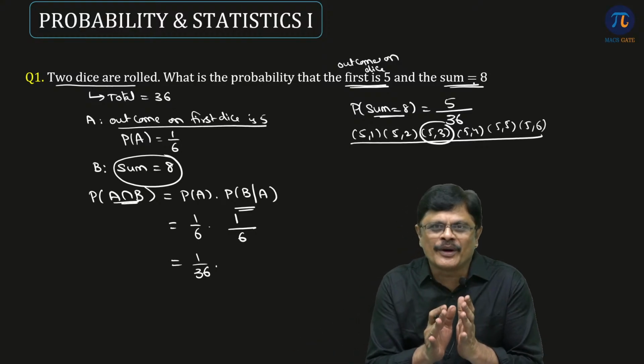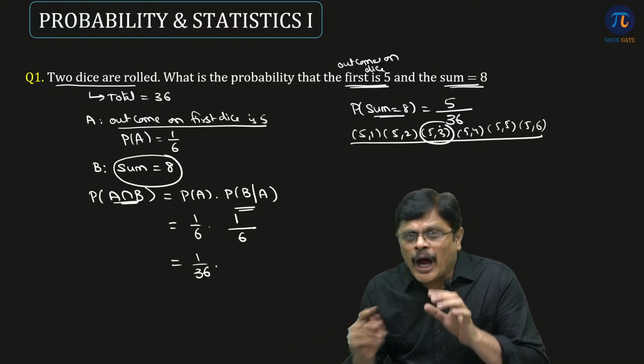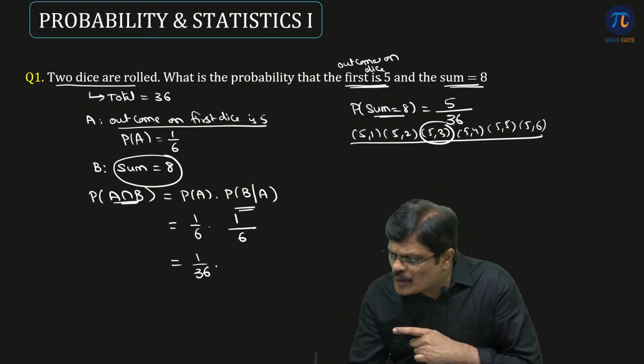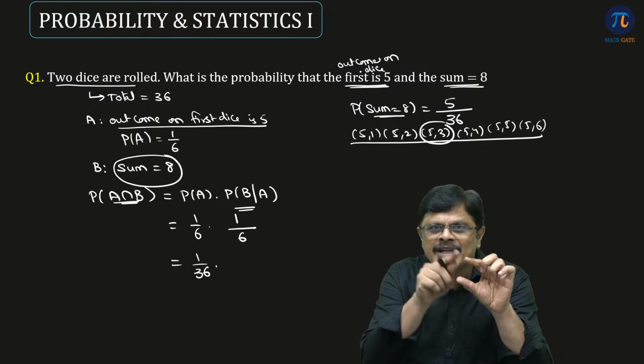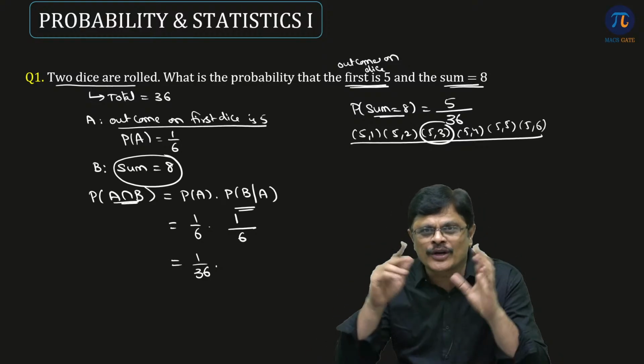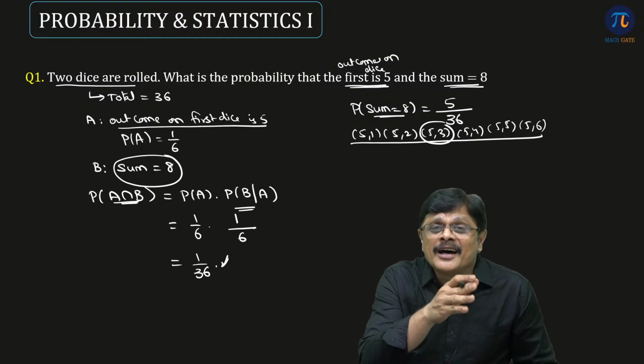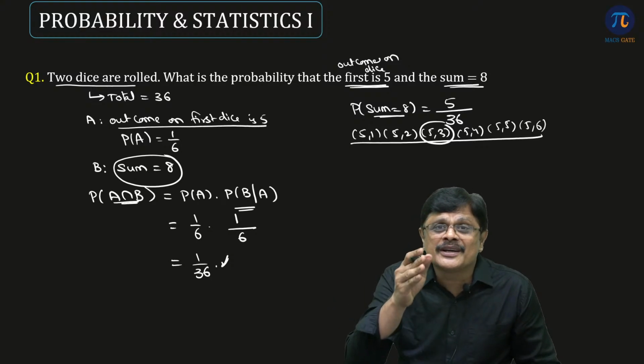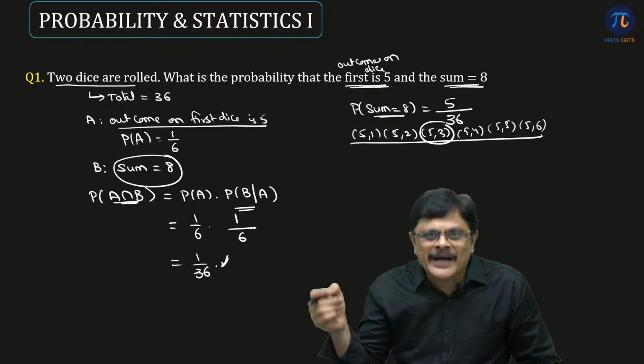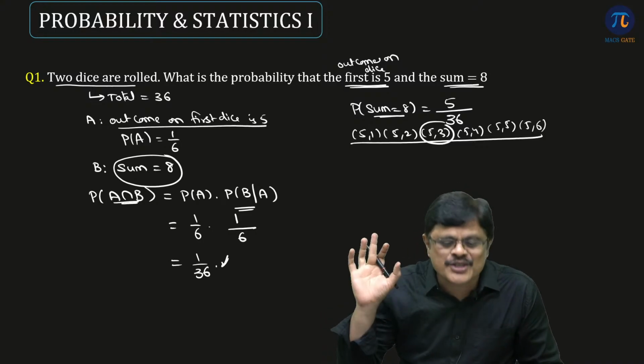Sum is equal to 8, you want. So, out of 36, how many cases are favorable for this? 5 on the first dice and total is equal to 8. Only one case favorable out of 36. So, directly also you can solve it. But I am using this multiplication theorem so that whenever such a problem comes, we can easily analyze the story.